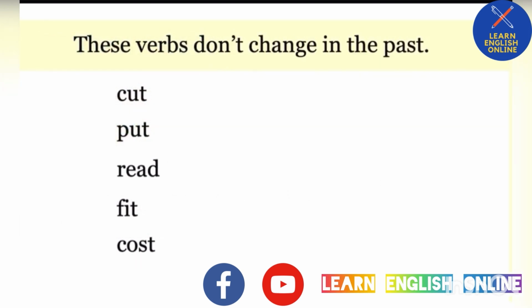These verbs don't change in the past: cut, cut; put, put; read, read. Now look, the spelling is the same, but the pronunciation is different. Read in the present, and read in the past sounds like the color red. Read, read. Fit, fit. Cost, cost.